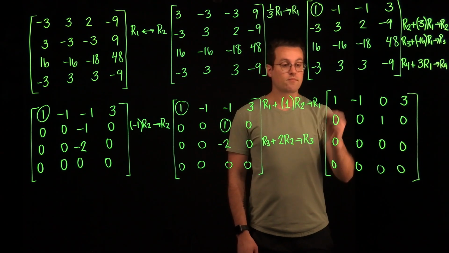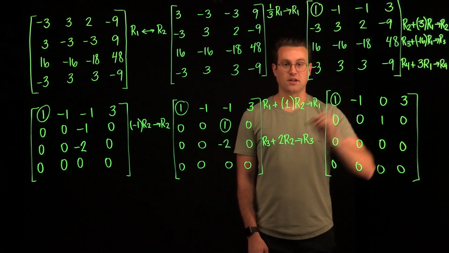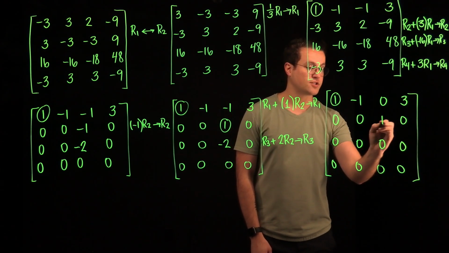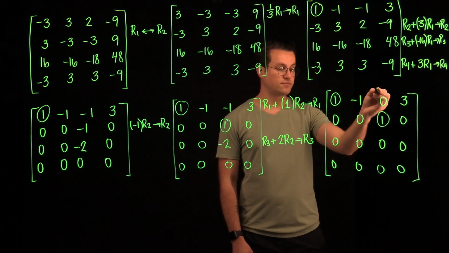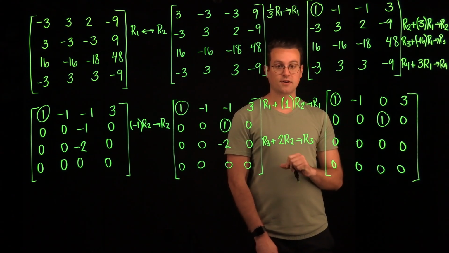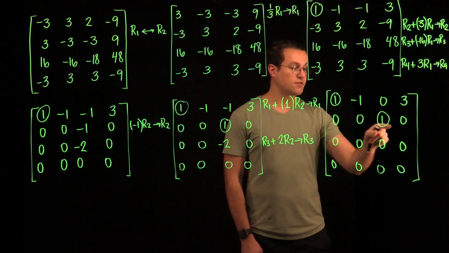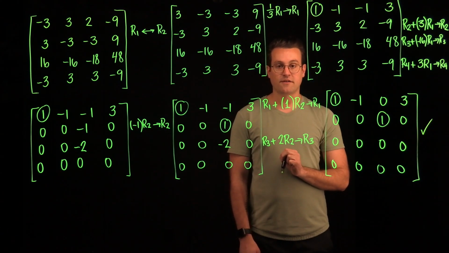Okay, so now my first non-zero entry in row 1 is a 1, and there are zeros below. My first non-zero entry in row 2 is a 1, and there are zeros above and below. And they have this stair-step pattern, and all of my rows with zeros are at the bottom. And so this matrix is in reduced row echelon form, and so that will be our final answer here.